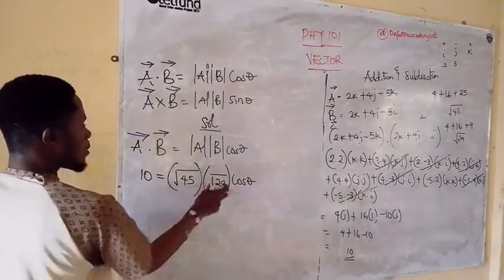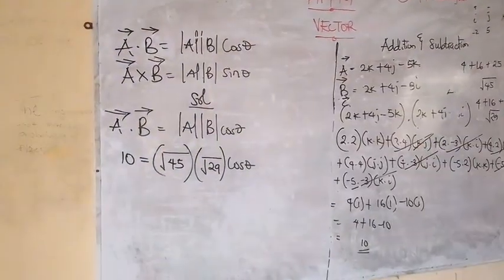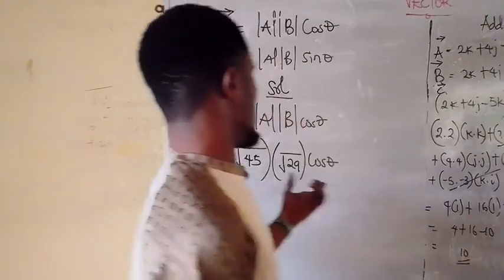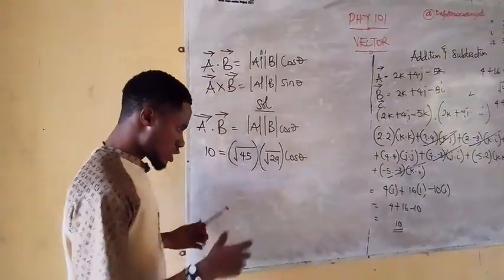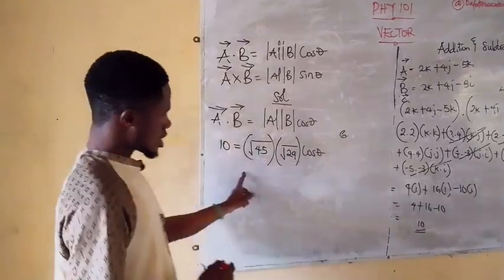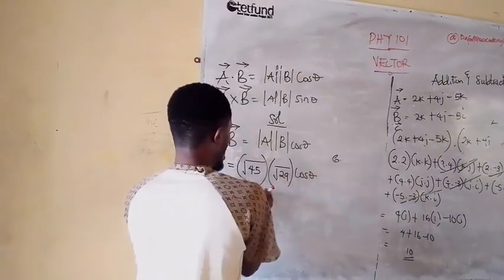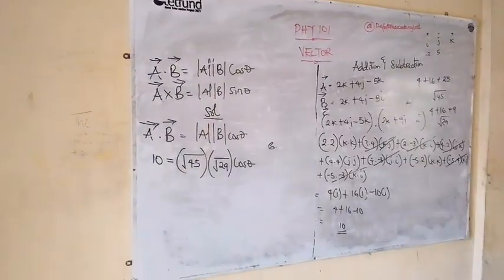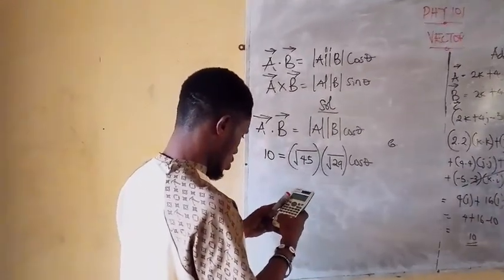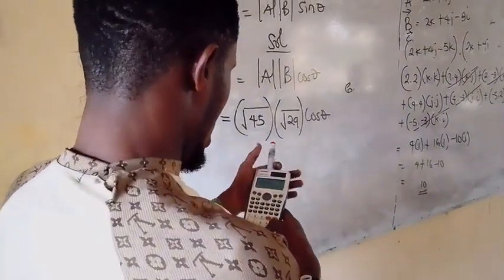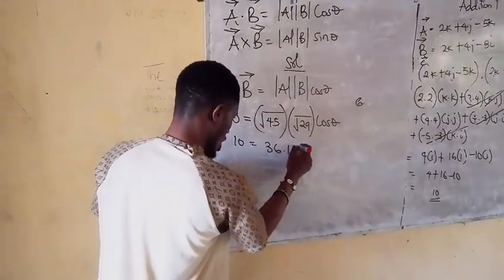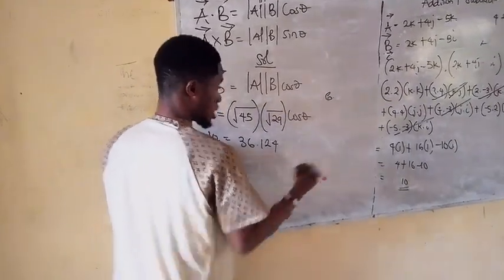So from here, multiply this using your calculator. What will be the answer? Multiply root 45. You can convert this to a decimal, actually. I think your answer should range from 6 point something. Yes, 6 point something. But just times this to give us what? Yeah, cast. 45 times root 29 is going to give me 36.124. Let me take 2 decimal places or 3 decimal places.